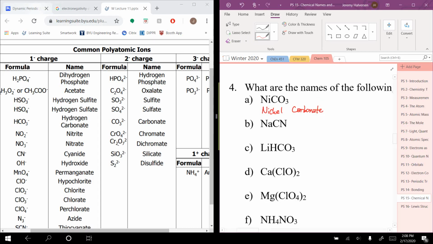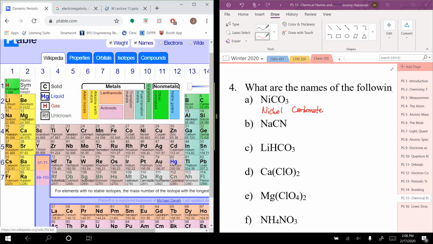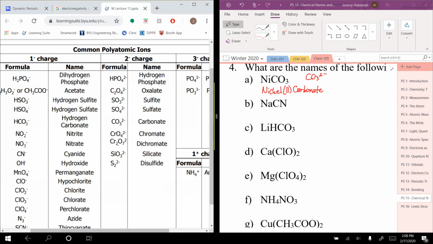Okay, but if you remember, nickel is here in the transition metals, and so we need to give it its charge. How do I figure out its charge? Well, I know carbonate is CO3 2-. So if there's only 1 nickel with that 2- carbonate, this must be 2+. So nickel(II) carbonate.